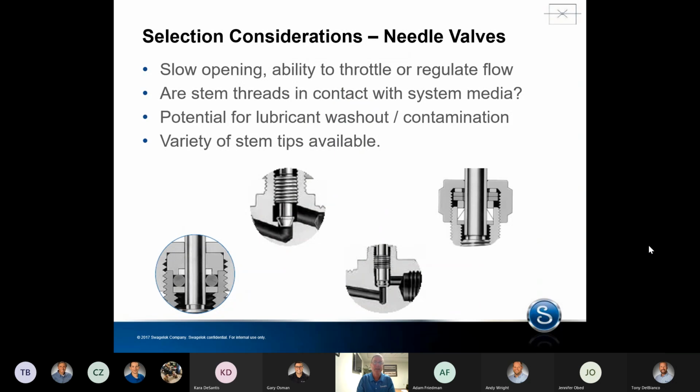Things to consider when selecting a needle valve include the fact that they're slow opening, which enhances their ability to throttle or regulate flow. Do you require non-wetted threads? If the threads are wetted, there's potential for lubricant removal or contamination. And you want to select the right stem tip for your application.